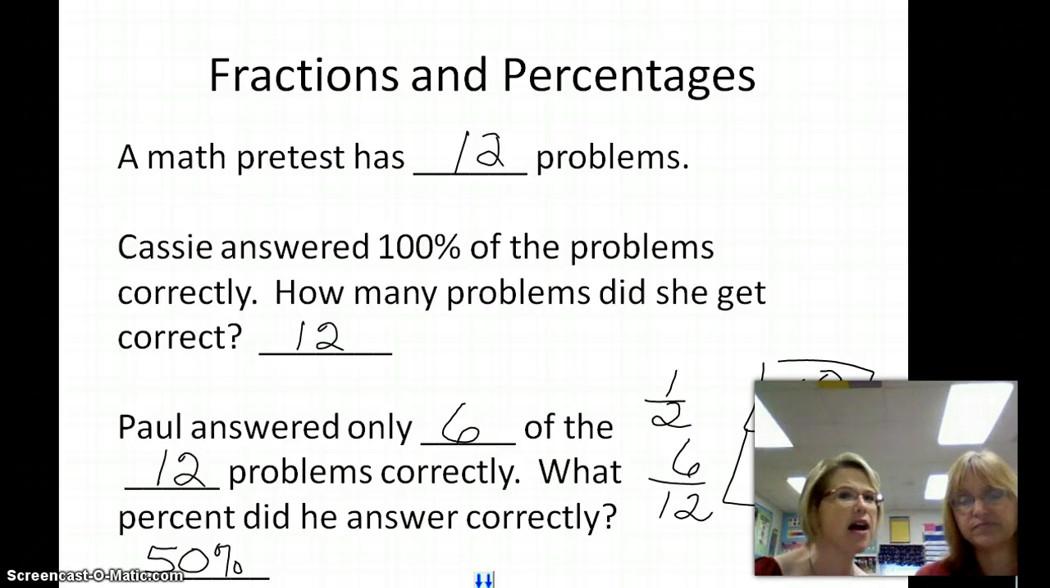So when you get back to school tomorrow, you're going to have some questions like this, and Mrs. Collada and I want to see what you already know about fractions. Hopefully this will help you. I want to see all 100s out there on that paper when you take this, okay?